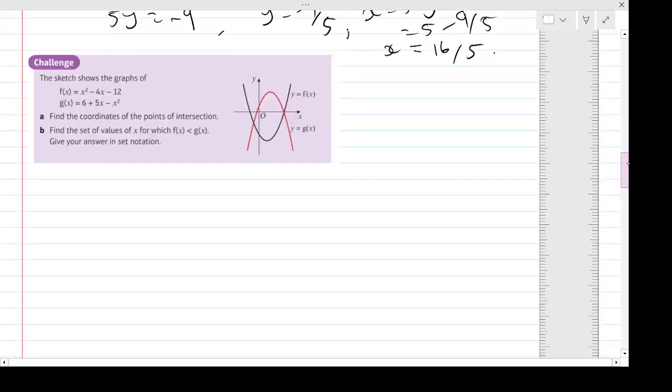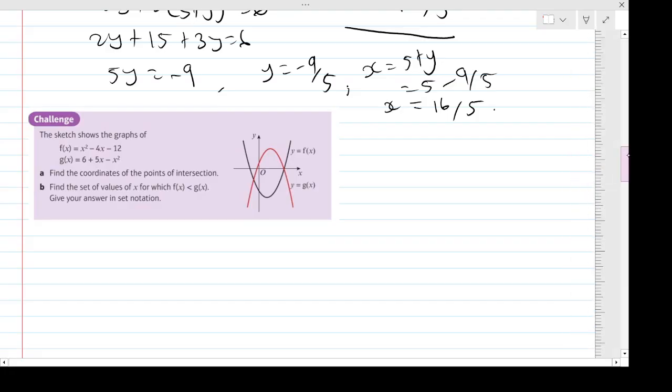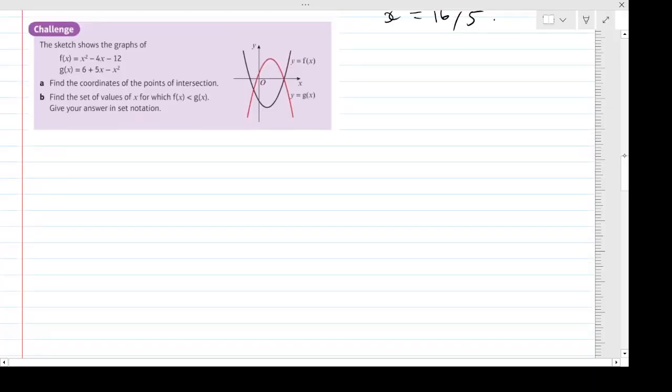Let's have a look at another example. This is a challenge one. It's pretty identical to the earlier example I gave, but it's nice to drum in what we've done to really reinforce what we've learned. So this sketch shows the graph of f of x, which is x squared minus 4x minus 12, the black curve right here, and g of x is 6 plus 5x minus x squared, which is this red curve there.